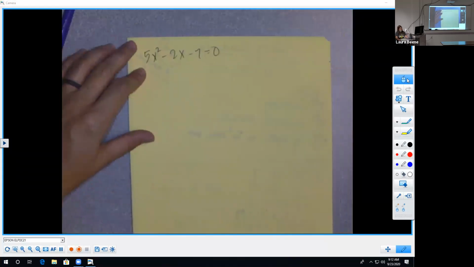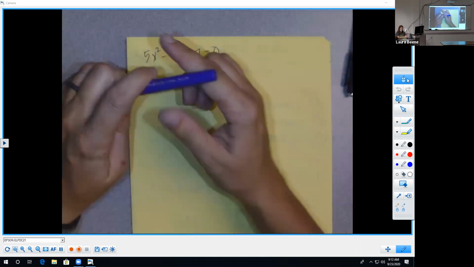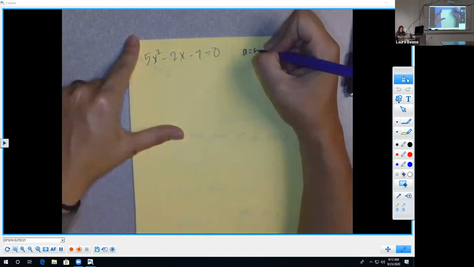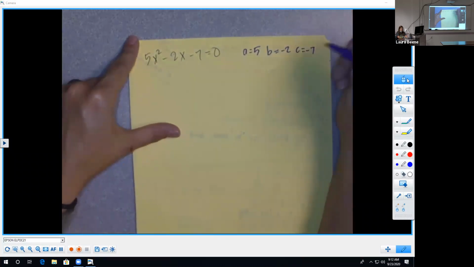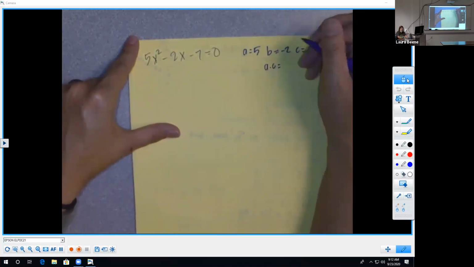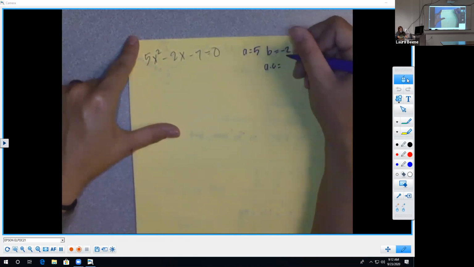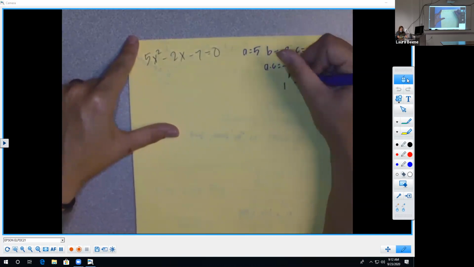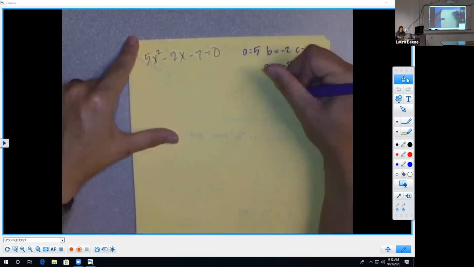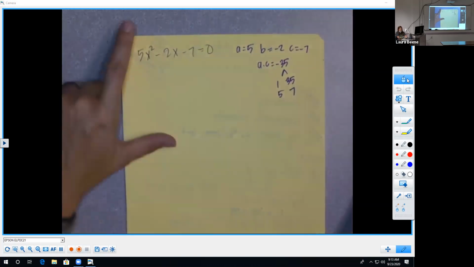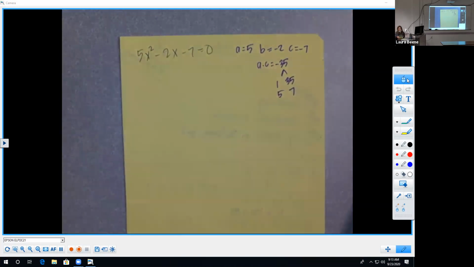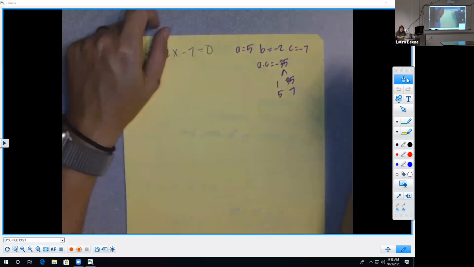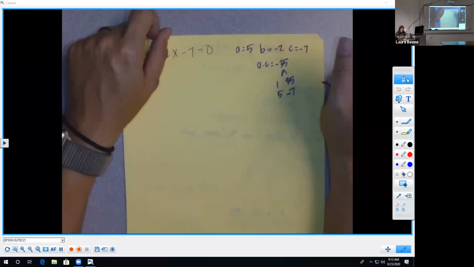To factor this, you have to use the AC method. Again, your A value is still 5. B is -2. C is -7. A times C is 5 times -7, which is -35. Things that multiply to give us 35 are 1 and 35, 5 times 7. To be -2, it's going to be 5 and 7. Which one's going to be a negative, the 5 or the 7? The 7, right? Because it needs to be a -2.